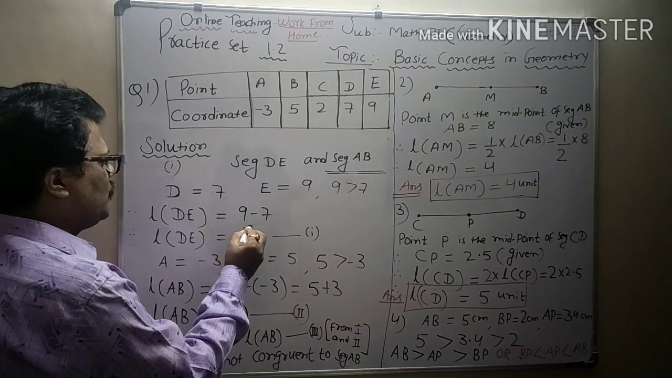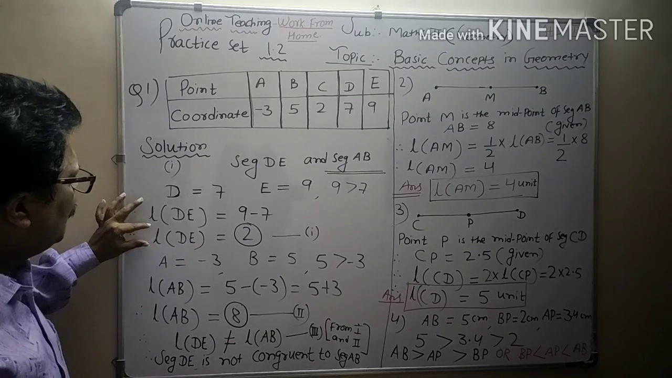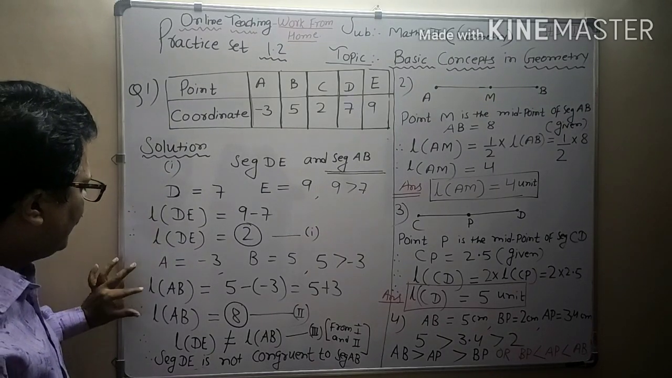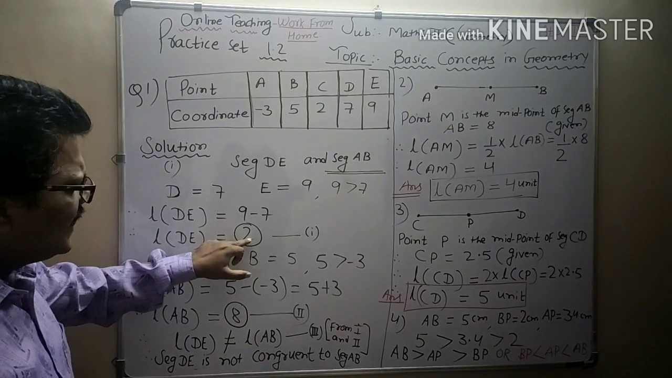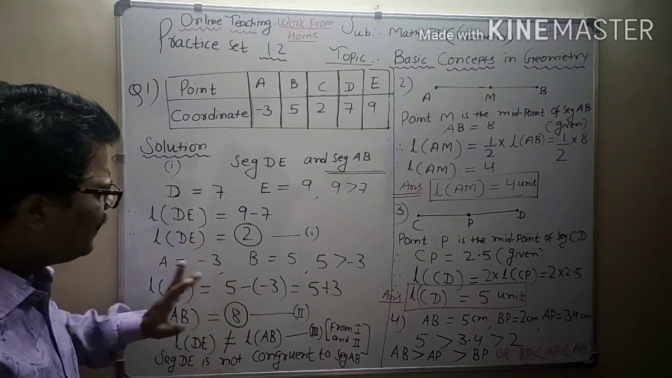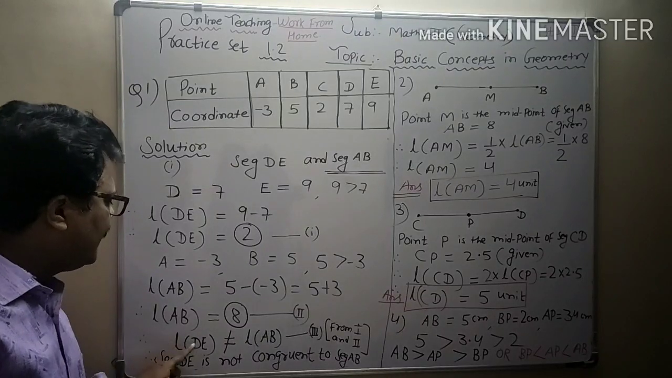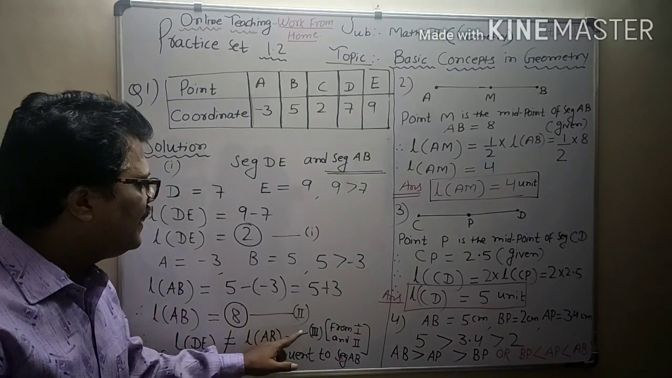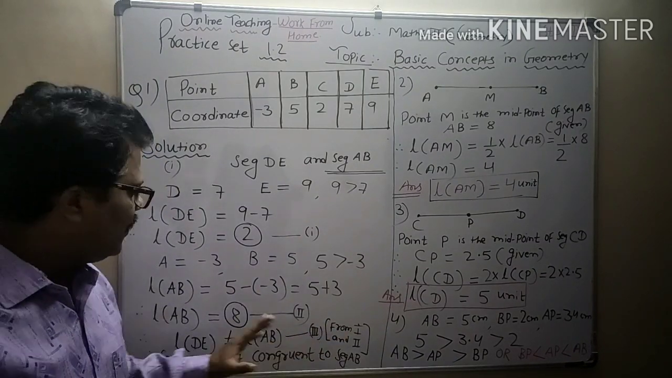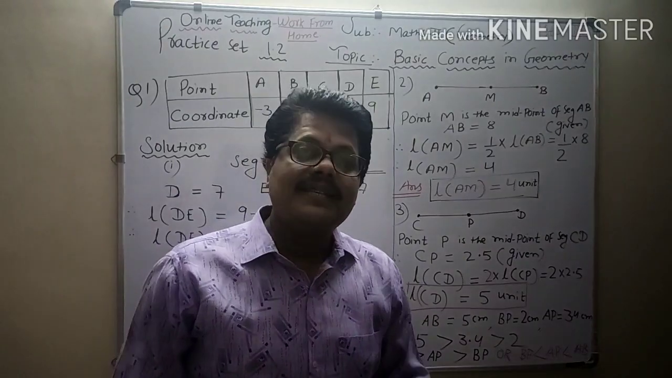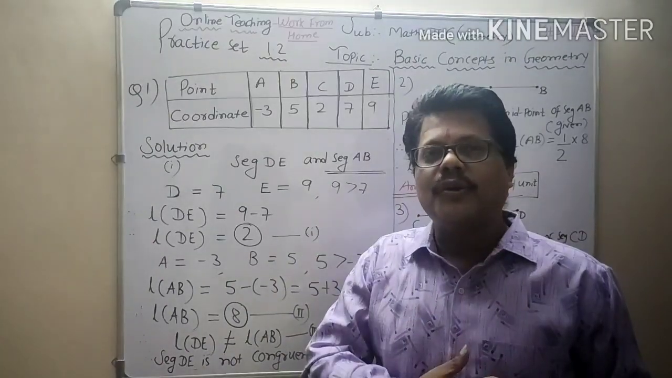Earlier answer was 2. Now they say that compare between these two. Which two? Length DE and length AB. So dear student, you just see here the answer is coming 2. Here is the answer coming 8. Length DE equal to, and then cut it out. Length DE is not equal to length AB is my equation number 3, and this I got it from equation 1 and 2. Length is not equal, and as the length is not equal, segment DE is not congruent to segment AB.